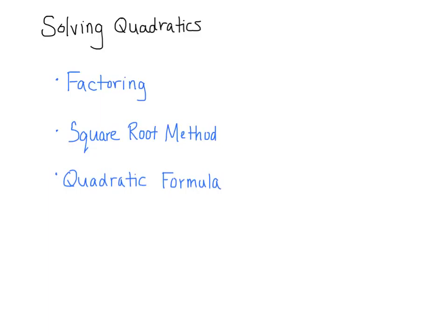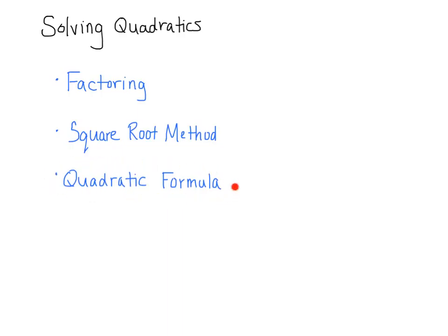So far, we've learned three methods for solving quadratics. We've learned about factoring, we've learned the square root method, and we learned the quadratic formula. Remember that when you are factoring, an important thing to do is to always set the problem equal to 0. When you're using the square root method, you need to make sure when you take the square root of both sides that you use plus or minus.